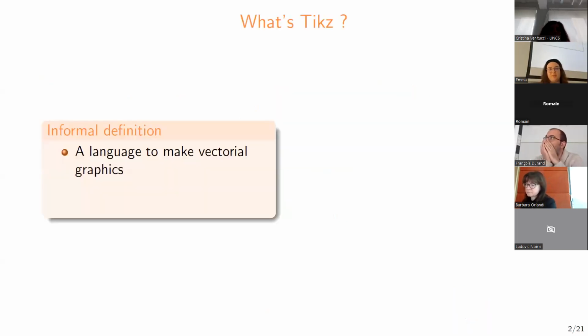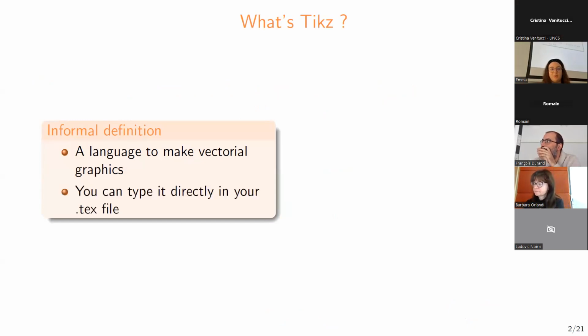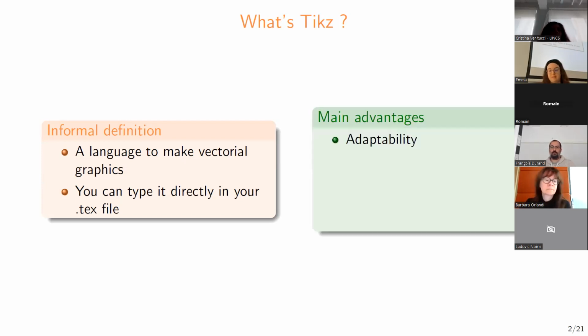So first, for those who don't know, Tikz is a language to make vectorial graphics. For those who don't know what a vectorial graphic is, it's a graphic where you can zoom infinitely and the image will still be clear. And this language is practical because you can type it directly in your text file. You can also make a separate text file and include it in your main text file. But the main advantage is that it will be in your file when you type LaTeX.